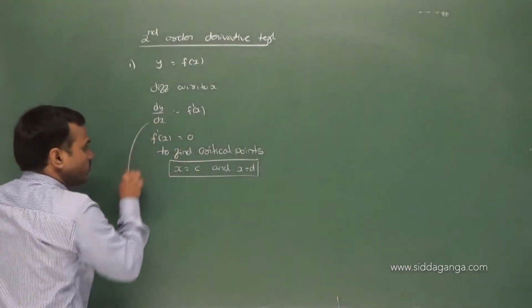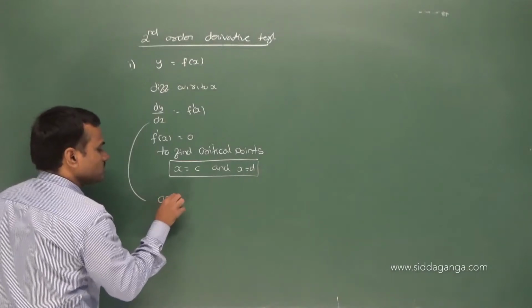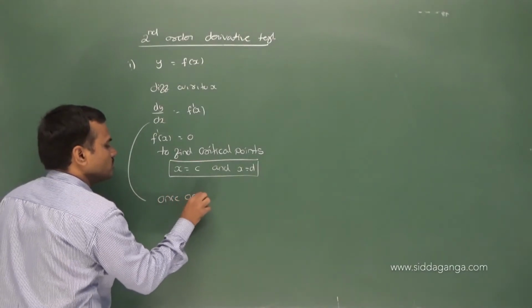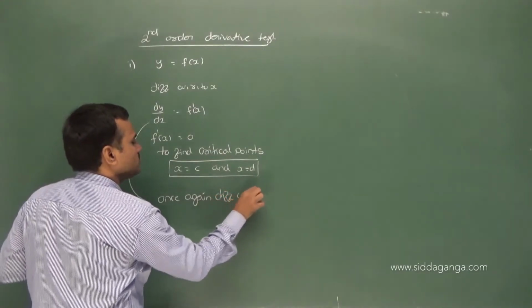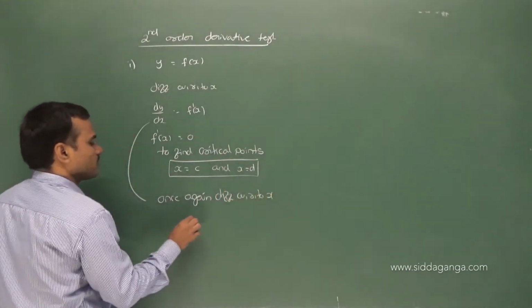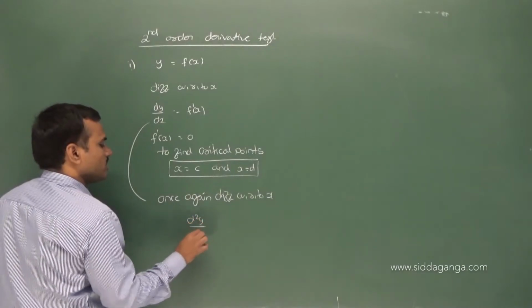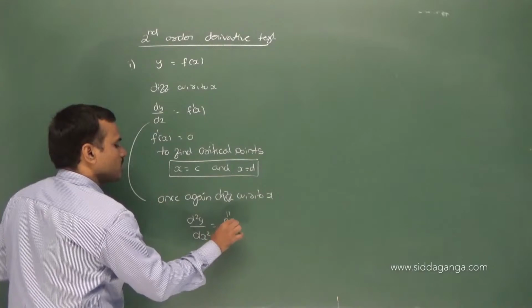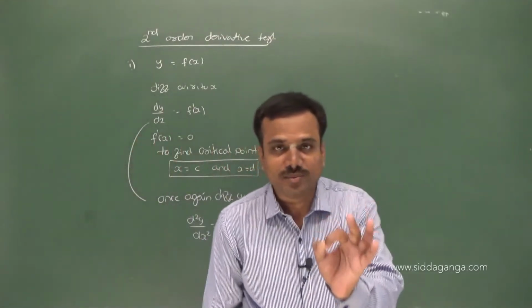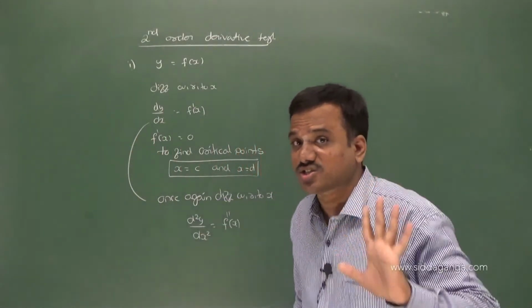Next, once again differentiate with respect to x: d square y by dx square. That means f double dash of x exists.